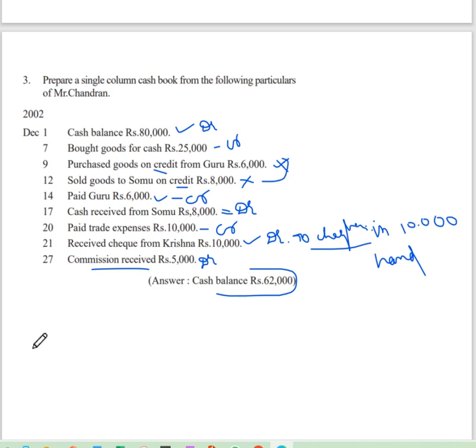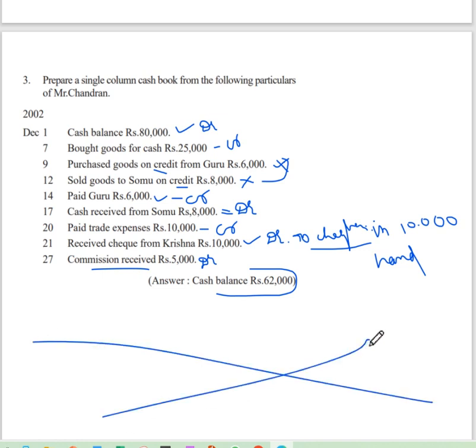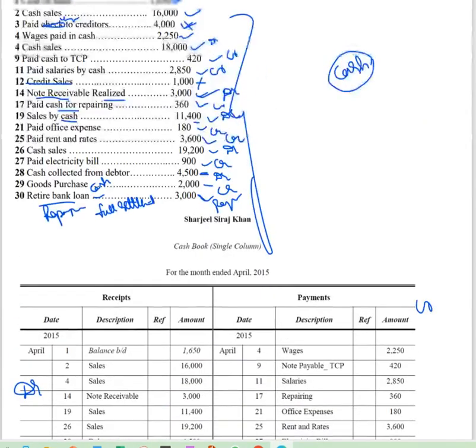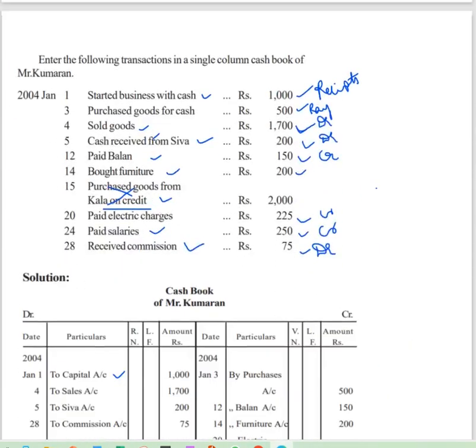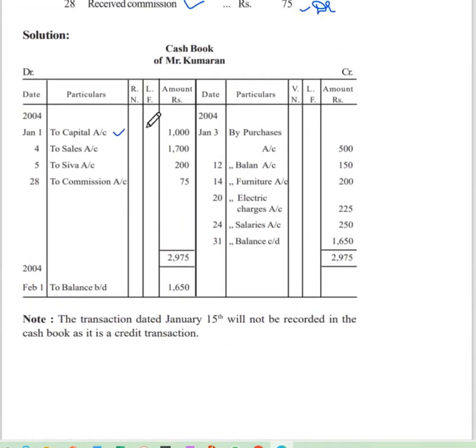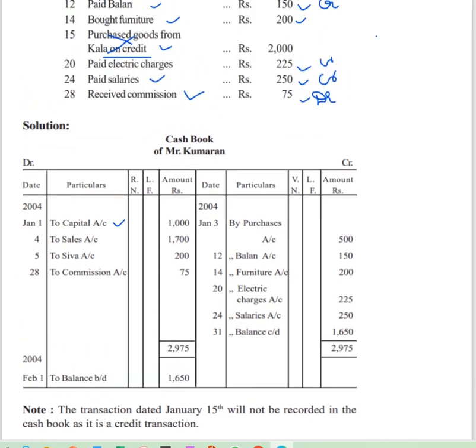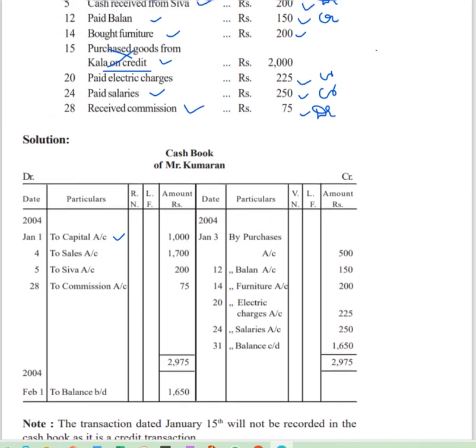So if you are capable of solving all these problems, that means you are ready for the 5 marks question in the examination. In the next video, I am uploading the problems on double column cash book, which is the same thing as what you are seeing here. You have an amount column for cash in the debit side and one amount column in the credit side. You will have one more column, that is discount column or bank column. That is what we call a double column cash book. In the next video, I will solve the problems relating to the double column cash book.